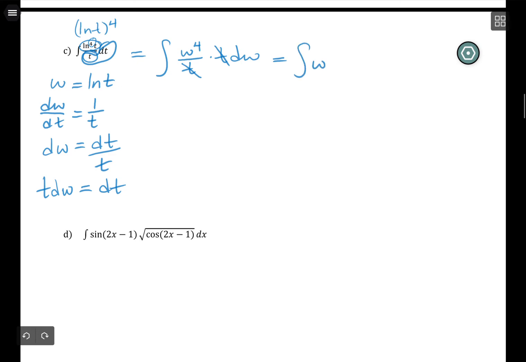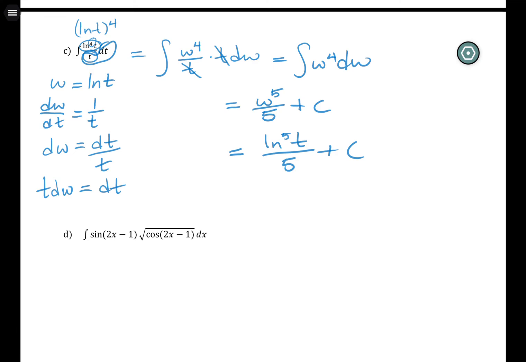So I have the integral of w to the fourth dw. And that is a basic power function, so I'm good with that. Raise the power by 1, divide by the new power. And then my final step will be to plug that natural log t back in. Over 5 plus c. I'm actually not 100% sure that that's a typical notation to put the fifth power on the natural log, but I'm going to use it, and you have my permission to use it, and I'm sure someone will call us out at some point if we're making it up. It's certainly very convenient. Okay, that is part C.